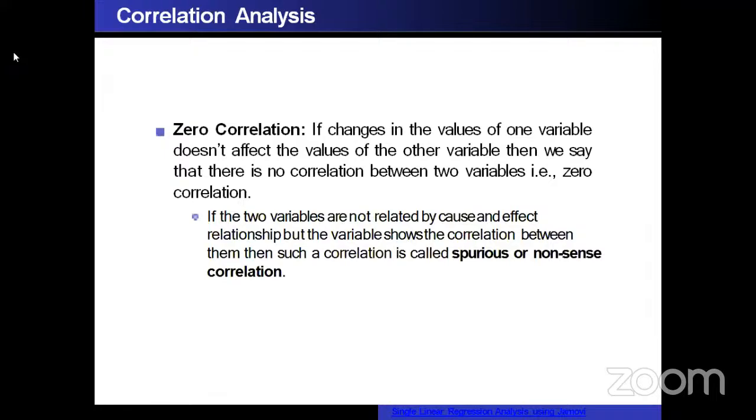If the two variables are not related by cause and effect, but the variables show a correlation between them, then such a correlation is called a spurious or nonsense correlation.